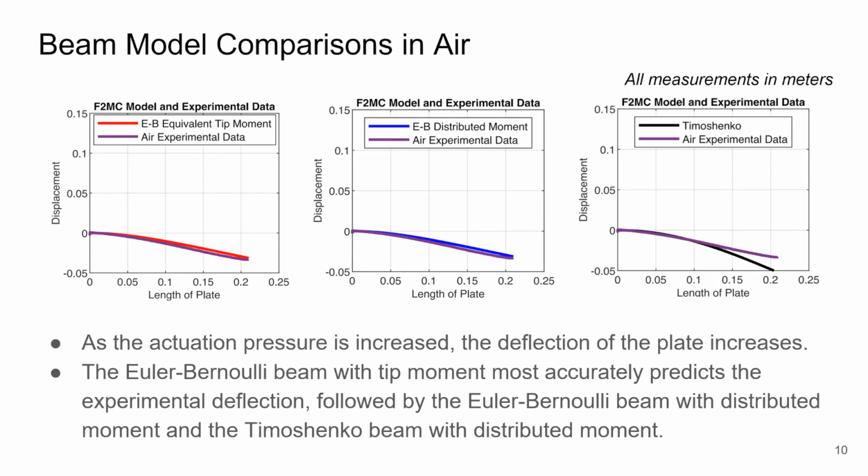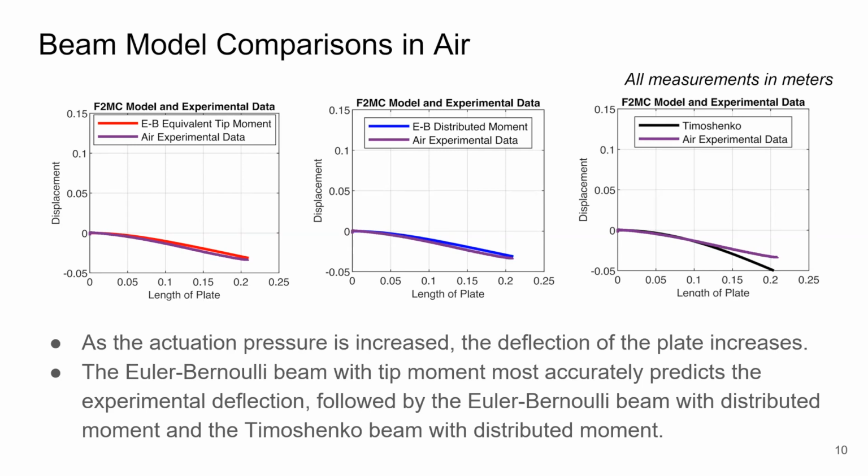Now comparing the models to each other, we can once again see the experimental data in purple with each of the models in their respective color. At 0 psi, we can see what was shown in the last plots, with the Euler-Bernoulli models closely predicting the true deformation due to self-weight, with the Timoshenko model exaggerating the downward deflection.